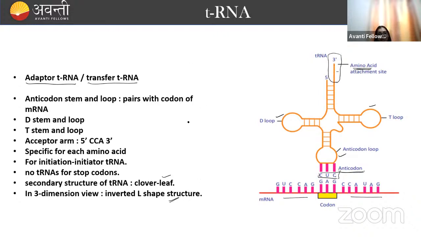And every amino acid has a specific tRNA. Okay, so for each amino acid, there's a specific tRNA present. For the stop codon, there's no tRNA. Remember this. For the stop codon, there's no tRNA.